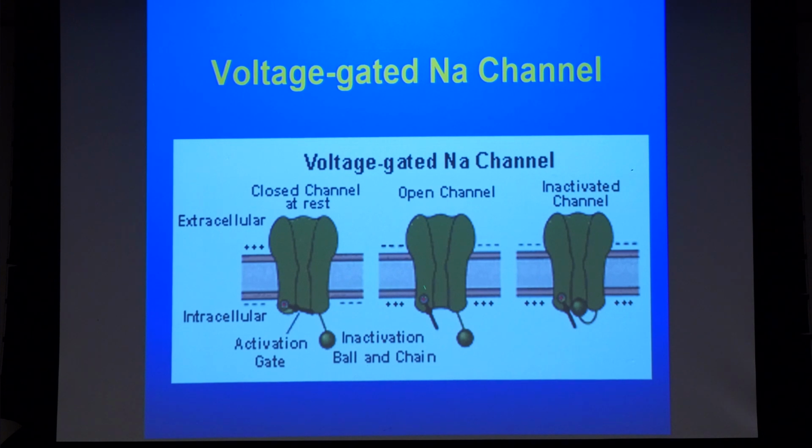We describe the S4 regions, which move and pop open the gate by pulling on it literally. When we open the gate, sodium can come in, but it only comes in briefly before the ball and chain pops into the mouth of the channel, the cytoplasmic mouth of the channel, and stops the flow of sodium ions. You close those sodium ion channels.